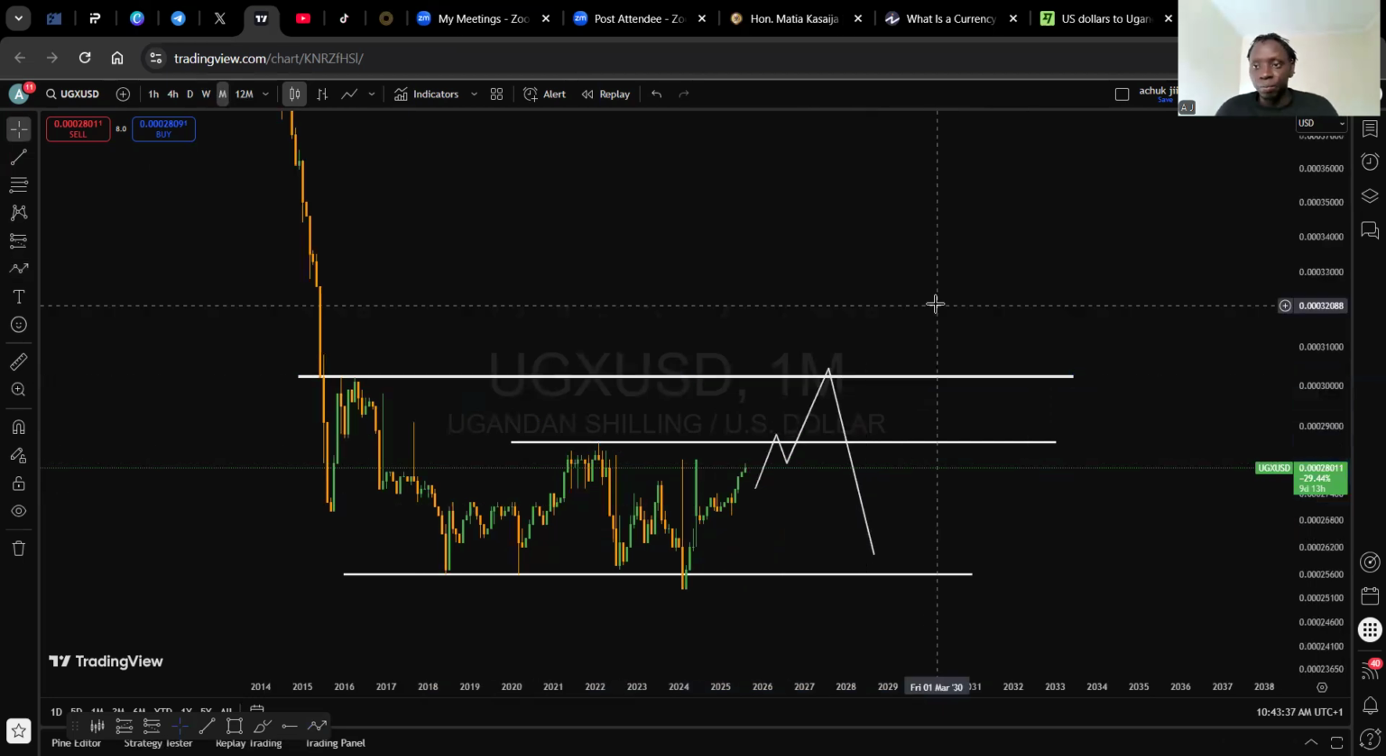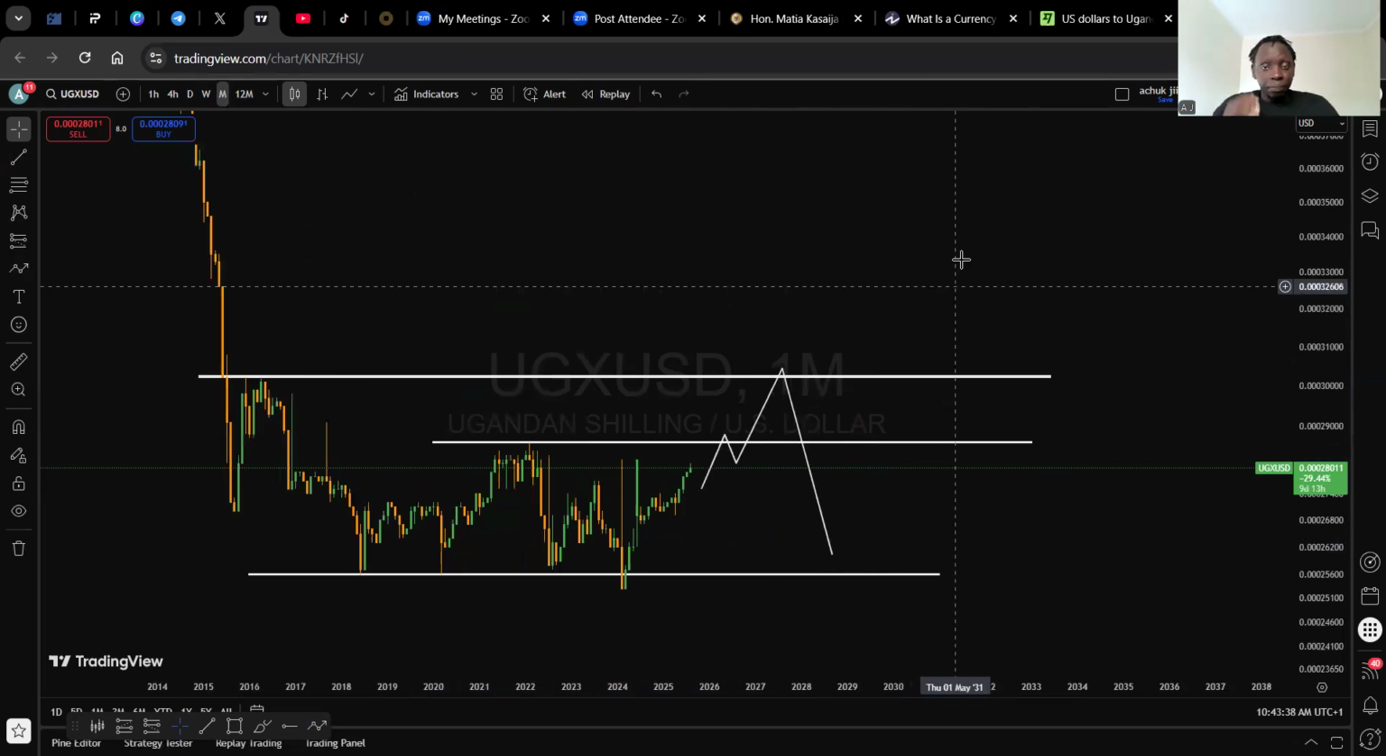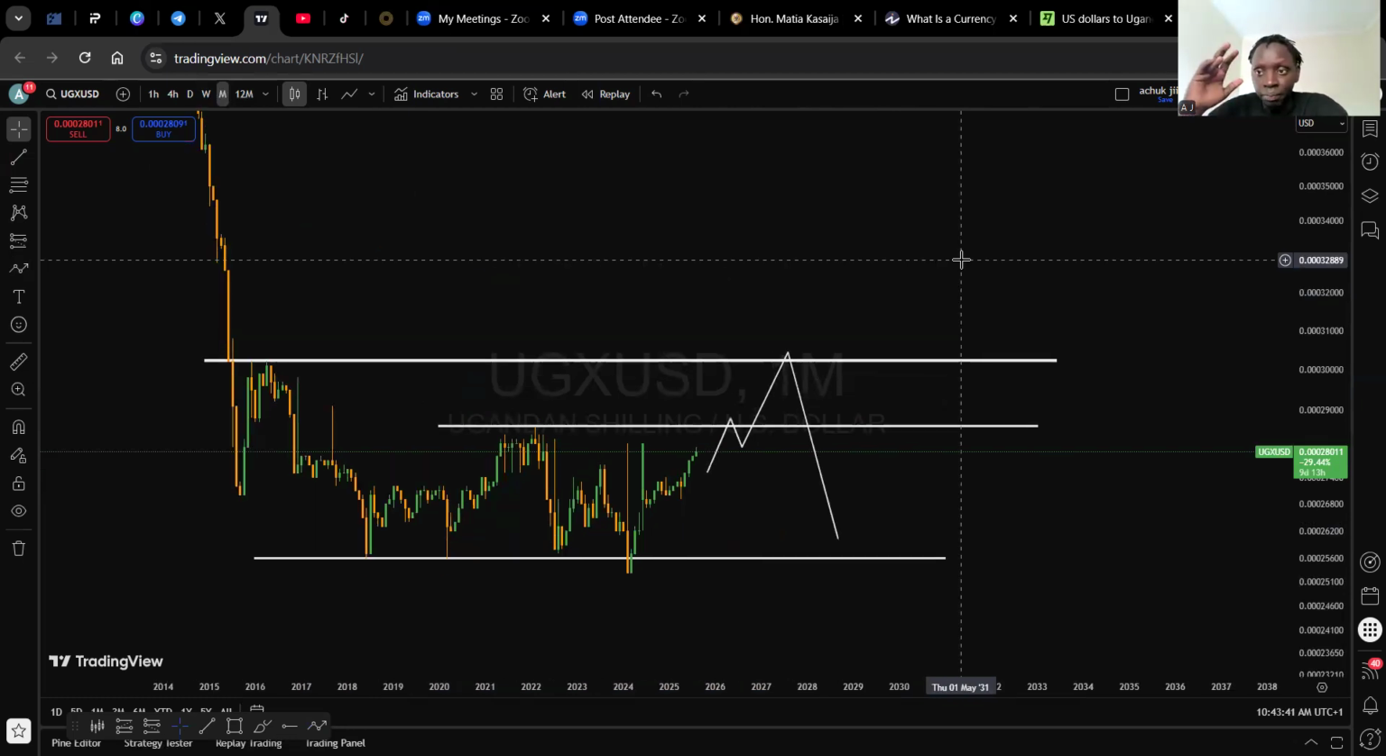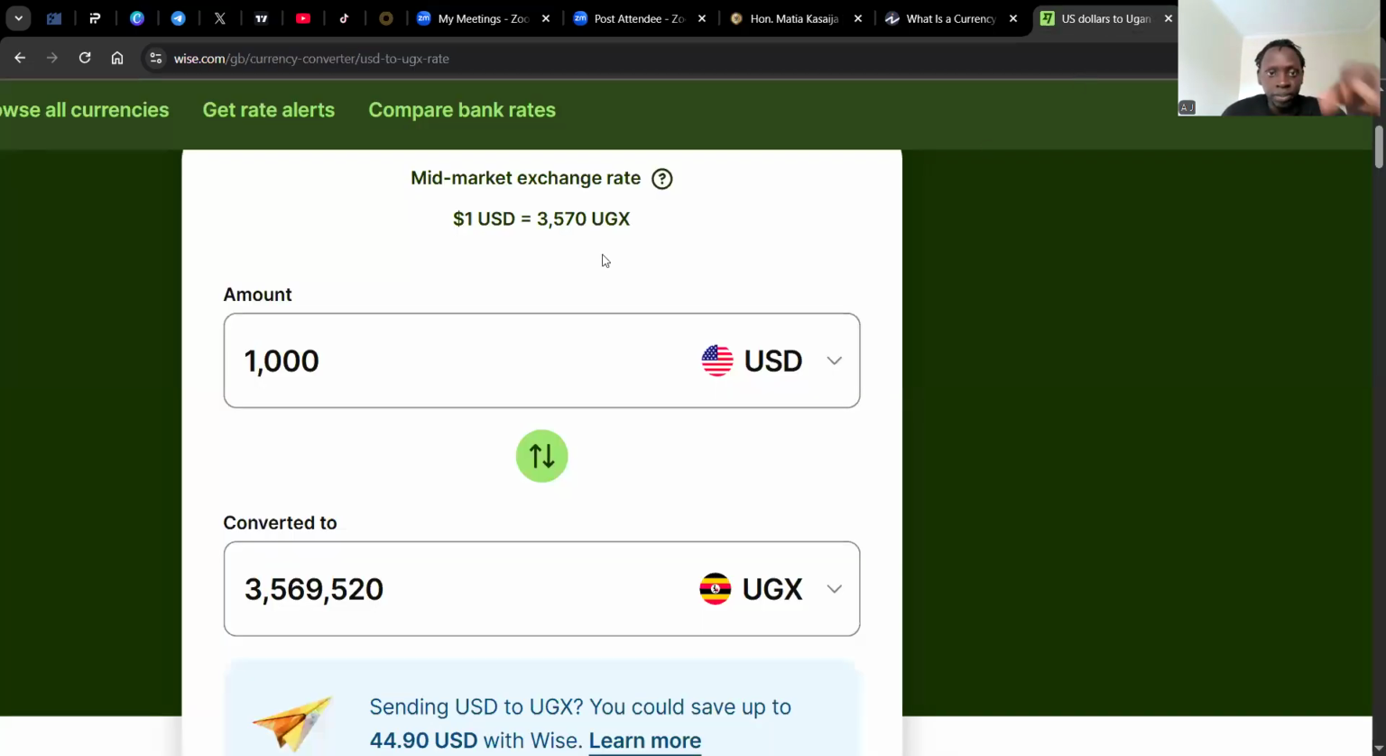Now, how are you going to benefit from here? This is the best way to benefit. The best thing you can actually do right now is you get your shillings, you stack for yourself some dollars. You get as much dollars as you want. Now, when price leaves this 3,700 range and then goes all the way to 3,900 or 3,800, you could benefit from between 300 shillings to 400 shillings, which is going to be big money.